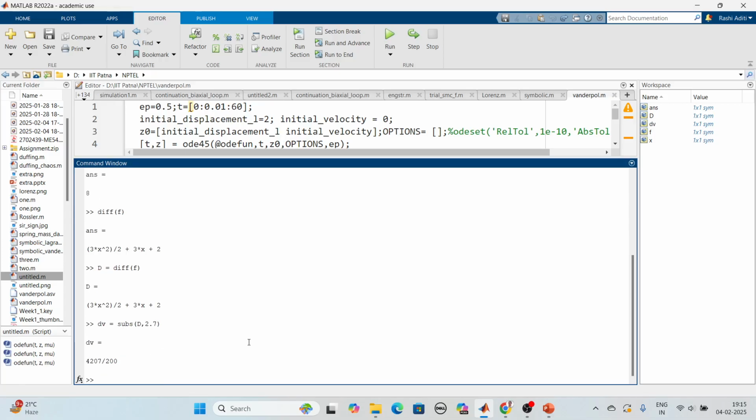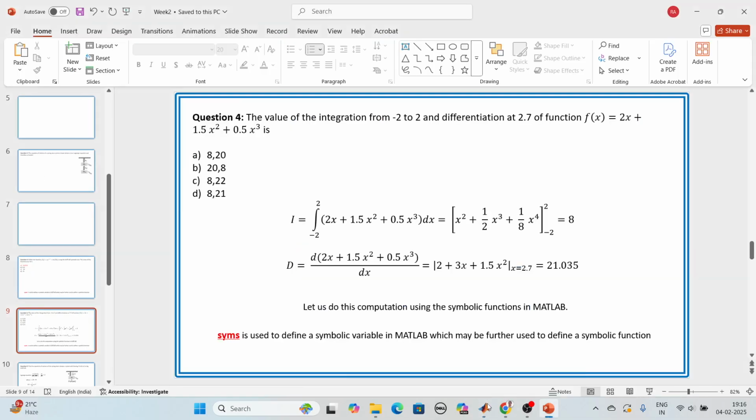See, it has given me the value in fraction form. And again, you can see that the value is actually a symbol, defined in the symbolic form. So what will I do? I again use the command double, double of dv. Now it has given me the value in the numeric, decimal form, which is 21.0350. See, exactly the same value. This is what I got over here also, right? I hope the use of this is clear.